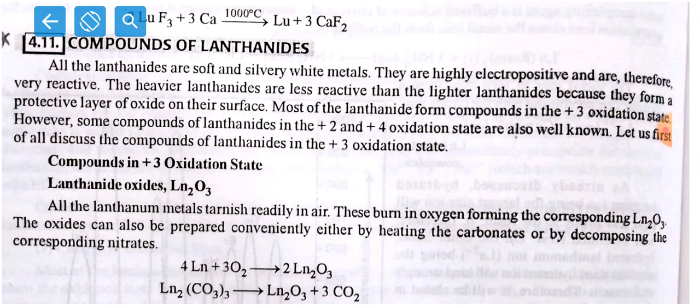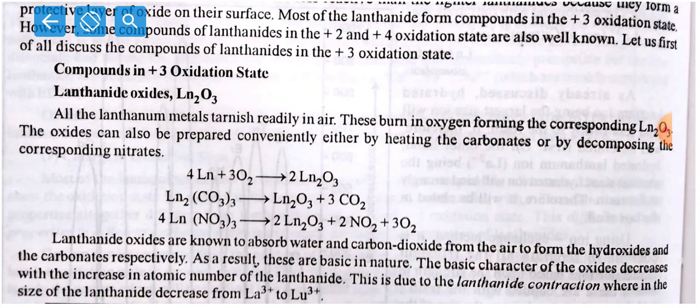Let us first of all discuss the compounds of lanthanoids in the plus 3 oxidation state. Lanthanoid oxide, Ln2O3. All the lanthanoid metals tarnish readily in air. These burn in oxygen forming the corresponding Ln2O3. The oxide can also be prepared conveniently either by heating the carbonate or by decomposing the corresponding nitrate. 4 Ln plus 3O2 gives 2 Ln2O3. Ln2(CO3)3 gives Ln2O3 plus 3CO2, and 4 Ln(NO3)3 gives 2 Ln2O3 plus 12NO2 plus 3O2.